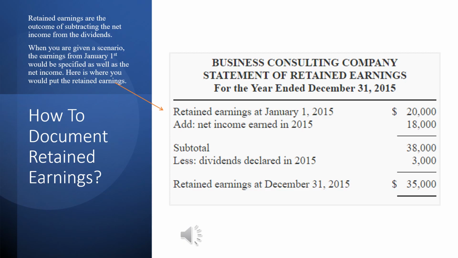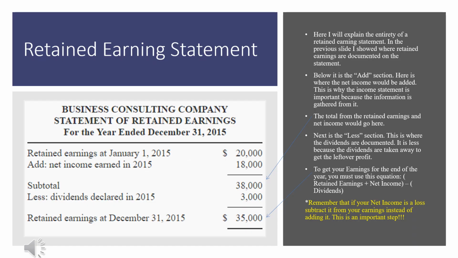How to document retained earnings. Retained earnings are the outcome of subtracting the dividends from the net income. When you are given a scenario, the earnings from January 1st will be specified as well as the net income. Here is where you will put the retained earnings. Here I will explain the entirety of a retained earnings statement. In the previous slide, I showed where retained earnings are documented on the statement.